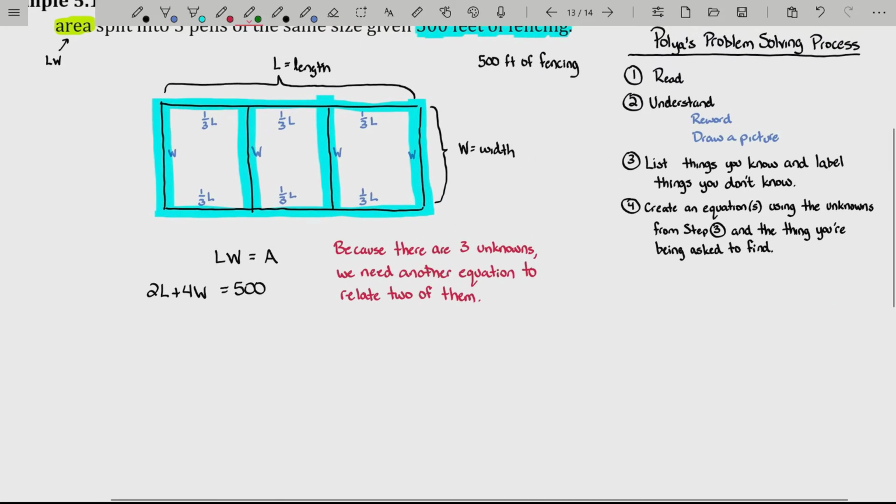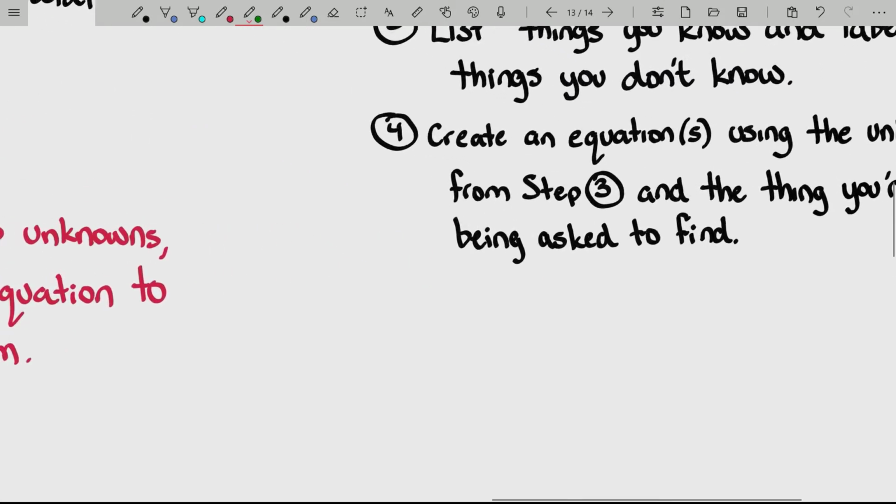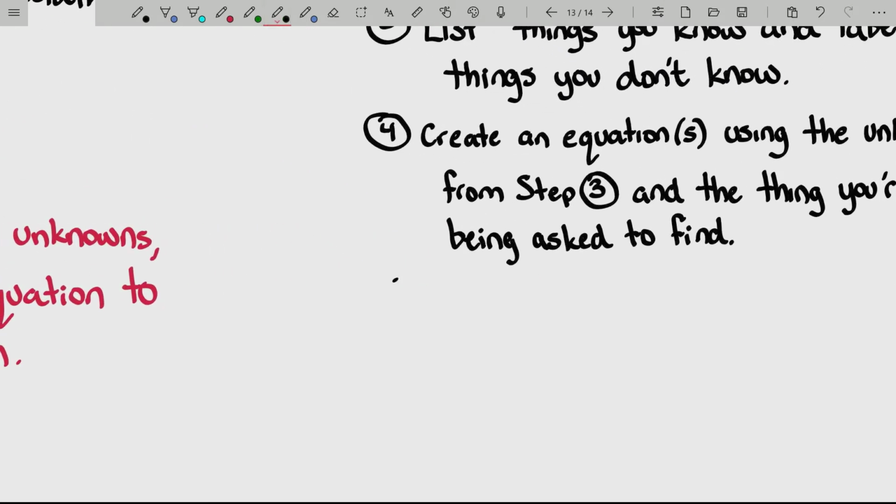So let's see, what else do we need to do? Create an equation. Oh, and then solve that equation. So 5, solve, 6, check for reality.